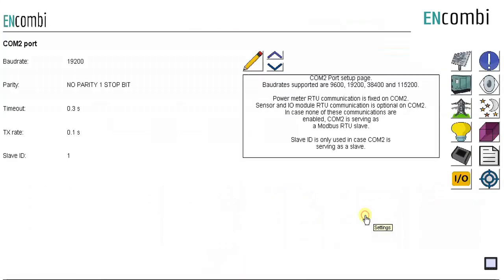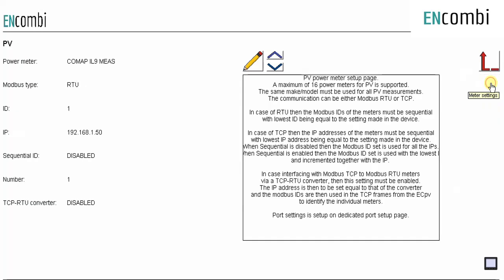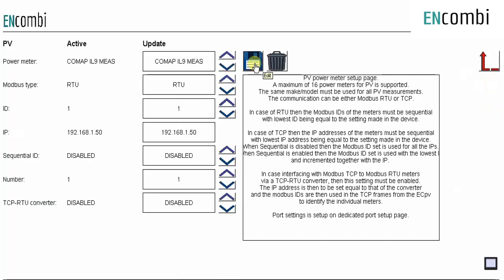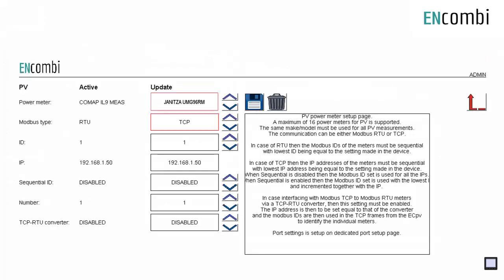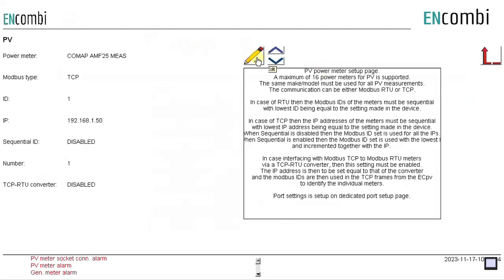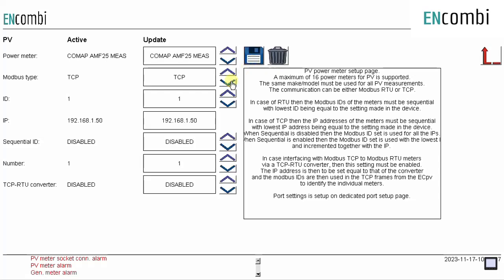Then go to the setting and select PV for PV connected power meter and select the power meter type, and communication type will be TCP. Here you have 2 ways of setting. You can use either sequential enabled or disabled. When sequential is enabled, then the Modbus ID set is used with the lowest IP and increments together with the IP sequences. Let's see the EC web setting for the above mentioned connection.